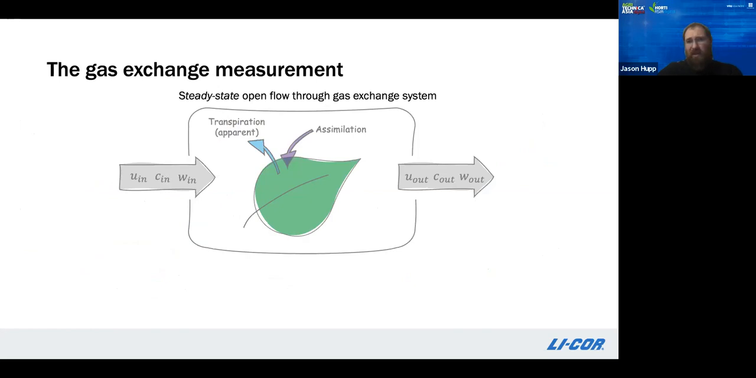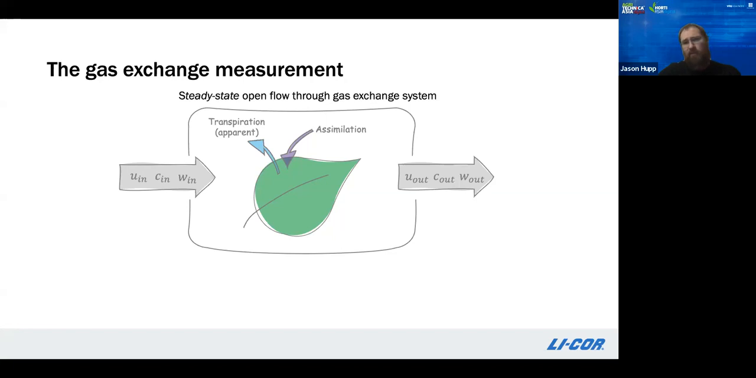So I'll start and talk about the gas exchange measurement. We build steady state open flow through gas exchange systems. Conceptually, they're quite simple. In practice, they're very complicated pieces of technology. But to figure out how we get the measurement that we're interested in, it's pretty straightforward. We take a leaf or some portion of a leaf and we enclose it in a box, and we would call that box the chamber or the cuvette. And the leaf sits in that box. If it's happy and healthy and in the light, its stomata are open and it's releasing water vapor through transpiration into the air inside that box. And it's taking carbon dioxide up through assimilation out of the air in that box.